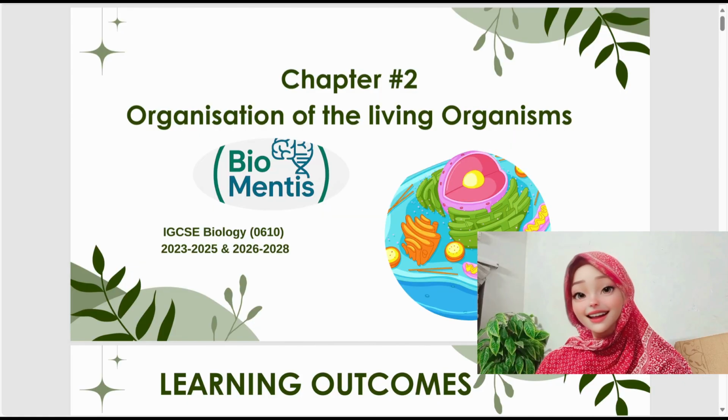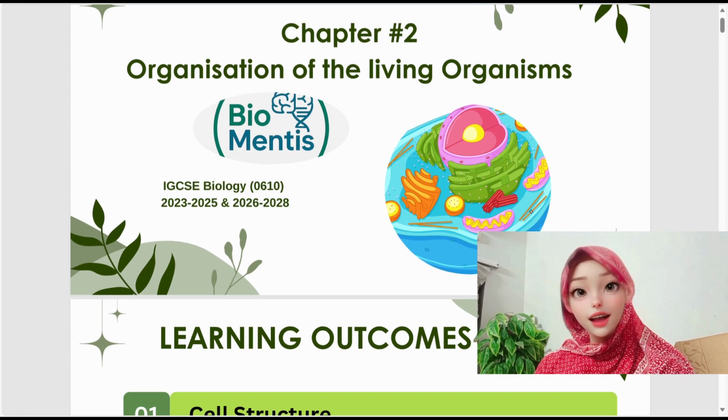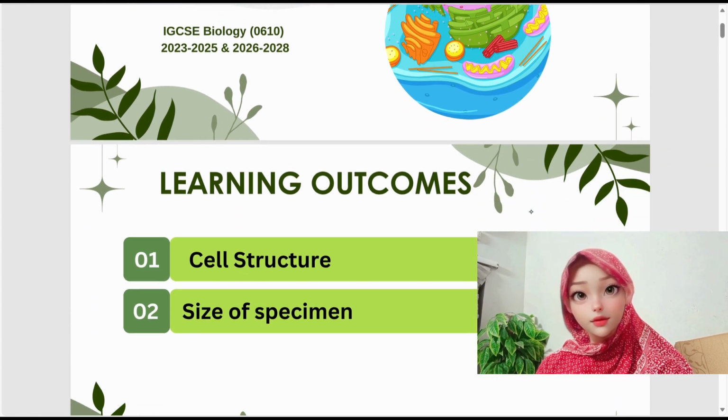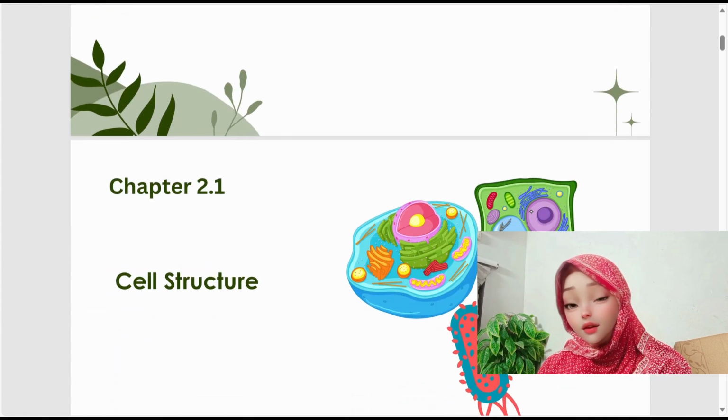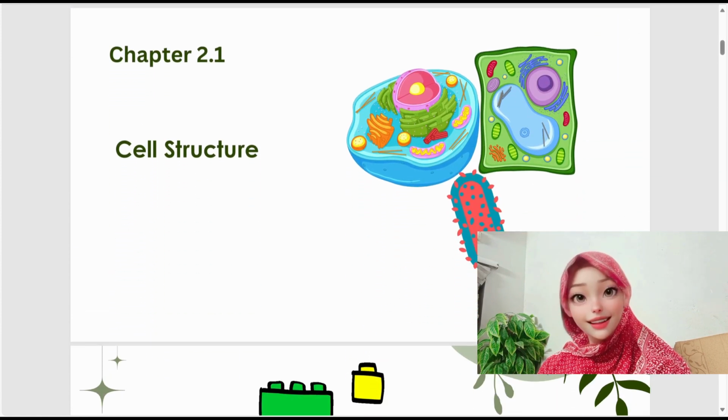So, my IGCSE students, here is Unit 2, Organization of the Living Organisms. Here are the outcomes. The first one is cell structure, and the second one is size of specimen. Now let's move on to the cell structure.